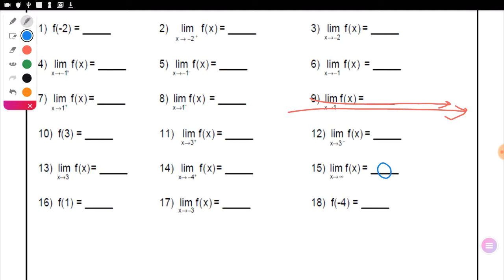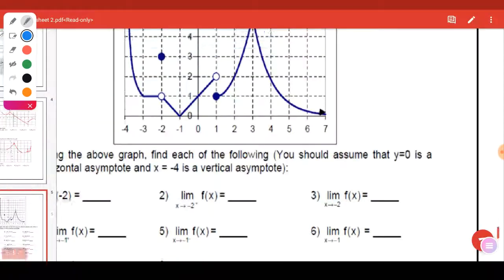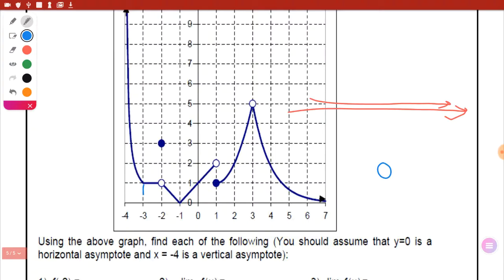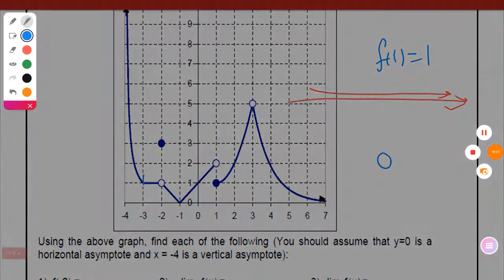F of 1, as you see, f of 1 here, what? I said f of negative 4. Okay. Wait, here f of 1, it will be what? I will take 1, equal 1. Okay. Wait a minute.